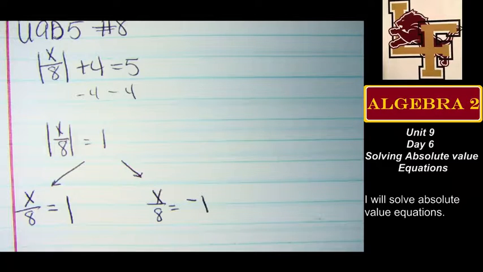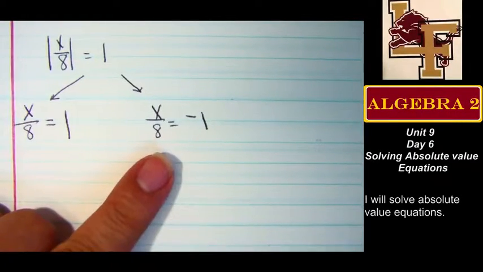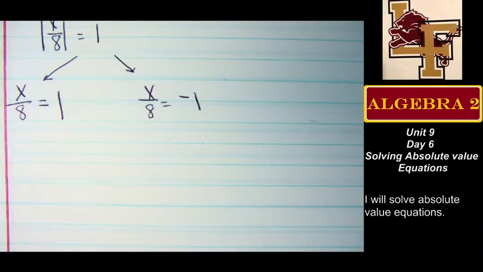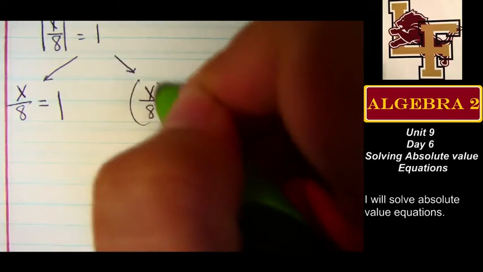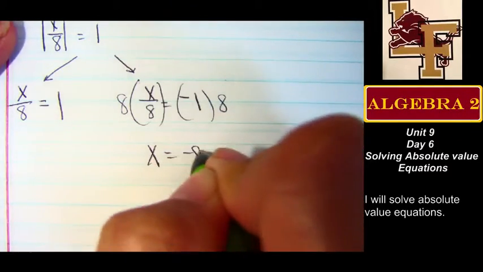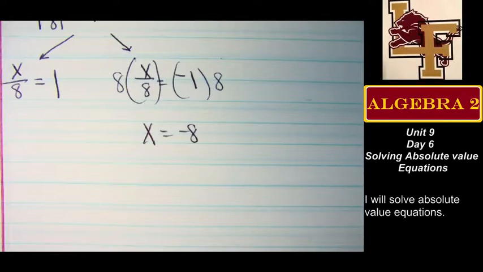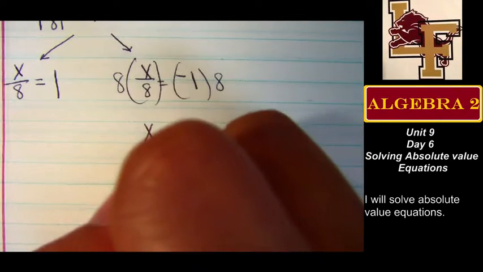Okay? I'm going to solve each of these. I'm only going to do one of them. I'm going to work with the negative version for you. I have a fraction. How do I get rid of fractions? Multiply by the denominator. Beautiful. Multiply by the denominator. And the result is a negative 8. I need to check this against what was given.